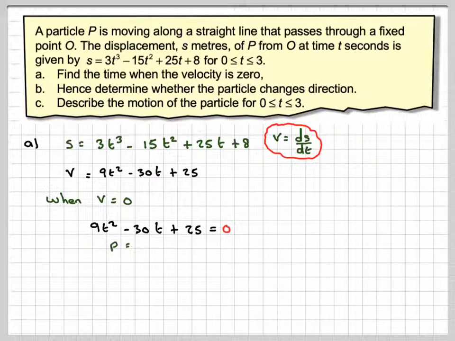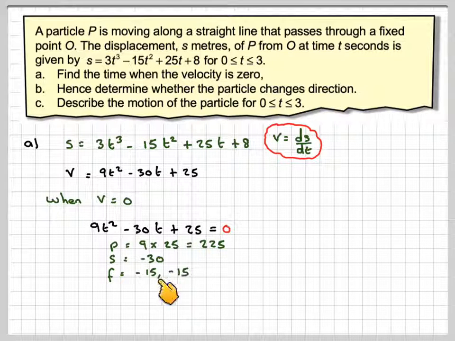So 9 times 25, which we call the product, is equal to 225, and the sum is the middle term, minus 30. We then want two numbers that multiply together to give 225 and add to give minus 30. With a bit of trial and improvement, you will come up with minus 15 and minus 15. So we've got what I think is a repeated root. Writing this down, we've got 9t squared minus 15t minus 15t, splitting up minus 30t like that, plus 25 is equal to 0.